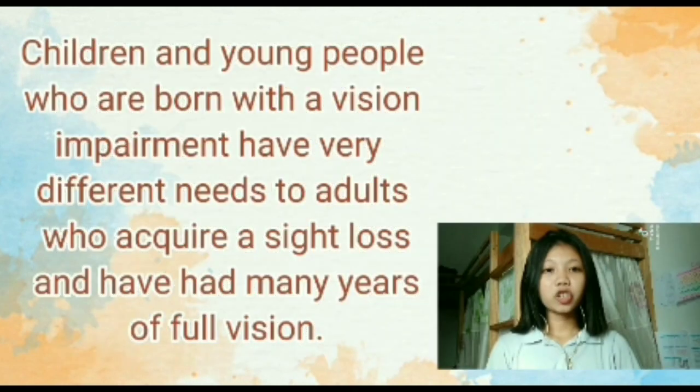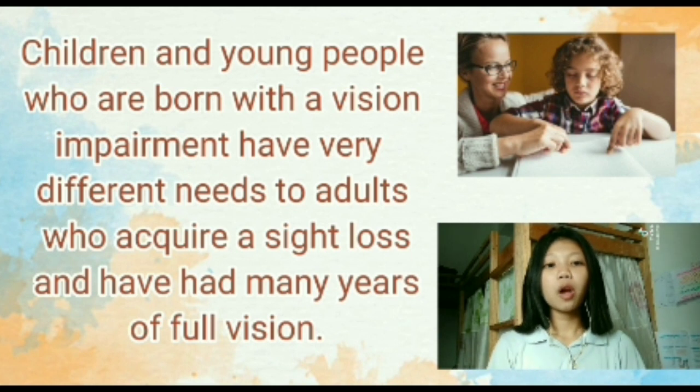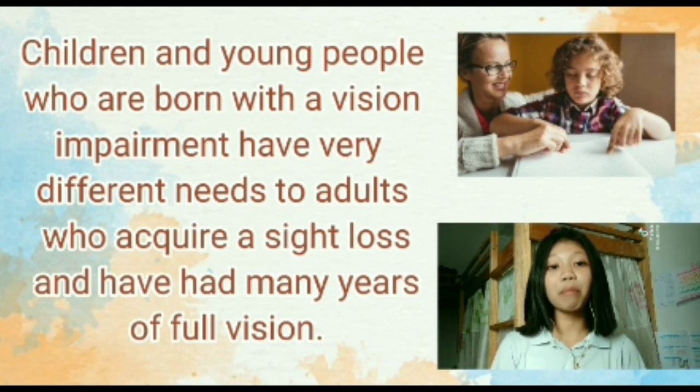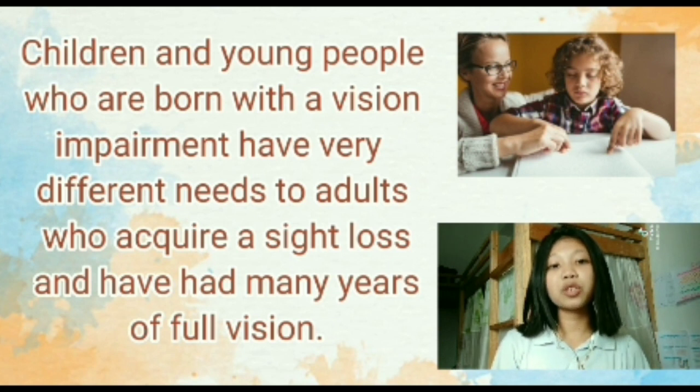Wearing glasses which correct vision or having a color vision defect alone may not necessarily result in any special educational needs. Children and young people who are born with a vision impairment have very different needs to adults who acquire a sight loss and have had many years of full vision. Significant vision impairment can delay early childhood development and learning, including social communication, mobility, and everyday living skills.